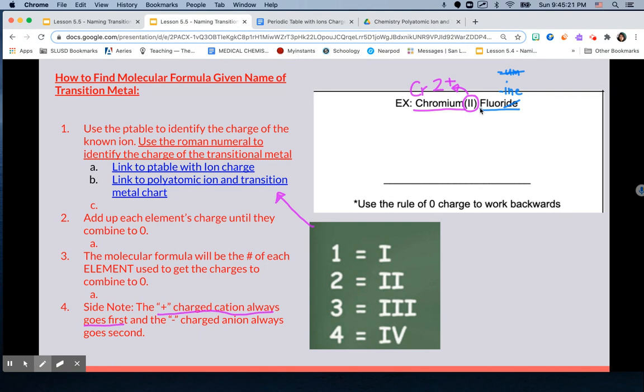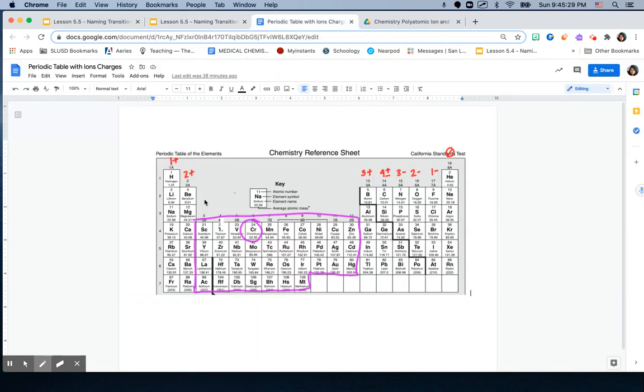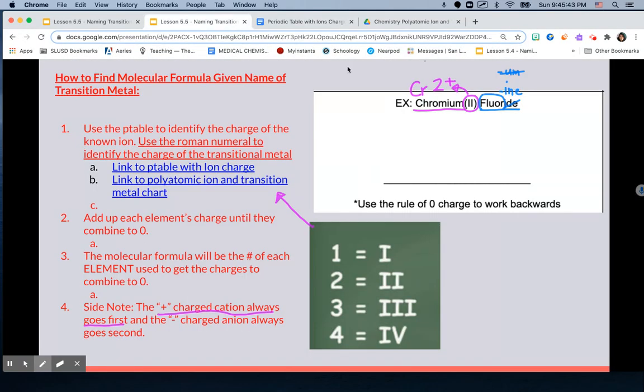Or you can just focus on the first part of the name, fluor. So I'm going to look for an element called fluor on my periodic table. Right? So if I scan across, going up top to bottom, I see fluorine, and that has a charge of 1 minus. So my element symbol for this is going to be F 1 minus.